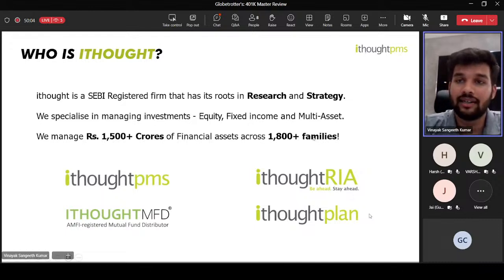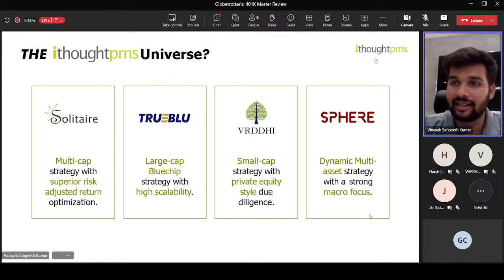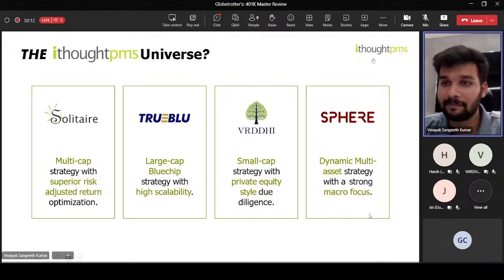So moving forward, more about the PMS part, I would like Harshil to speak on the same and also give a brief intro about the Spear as a payment product.